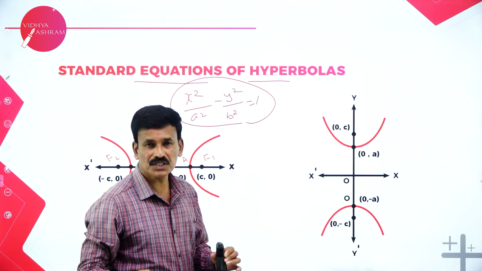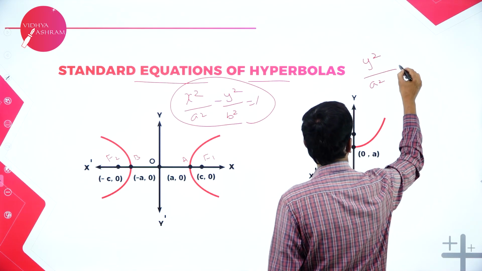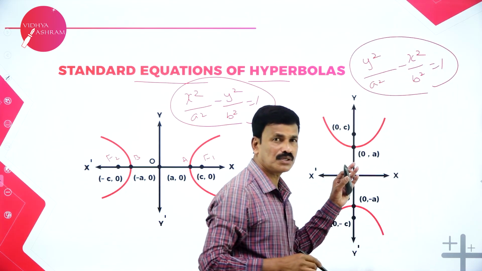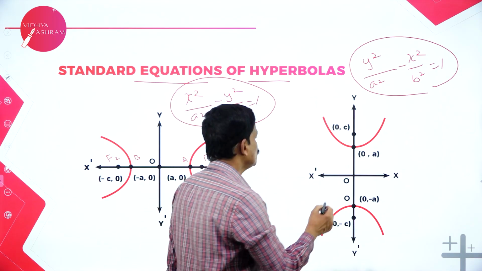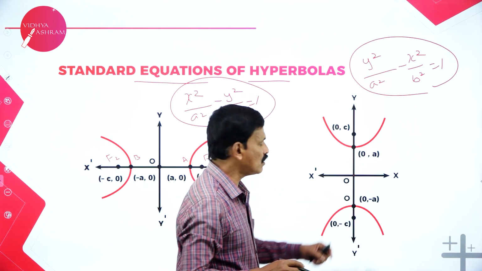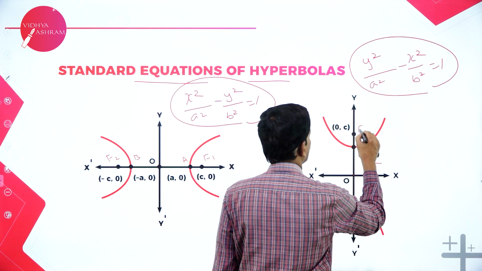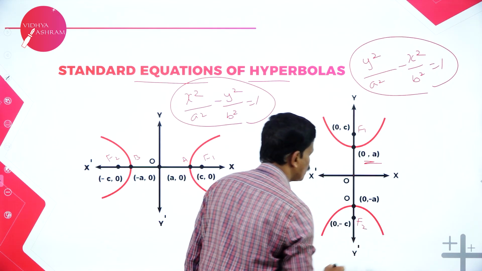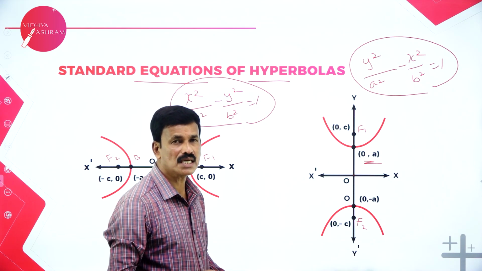The second form of the equation of the hyperbola is y square by a square minus x square by b square is equal to 1. This is the equation of the hyperbola in the standard form whose axis is the y-axis, right? Here O is the origin. The coordinates of the vertices are 0 comma a and 0 comma minus a. The foci are f1 equal to 0 comma c and f2 equal to 0 comma minus c. So these are the different equations of the hyperbola in the standard form.